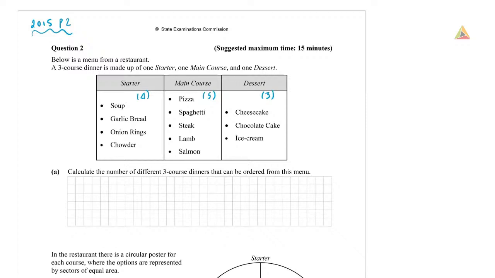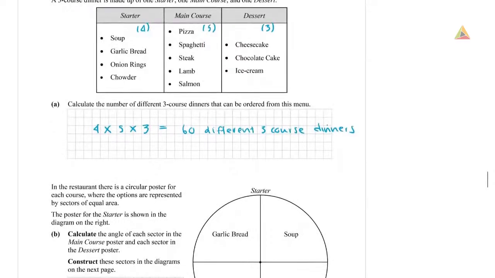Now it says to calculate the number of different 3-course dinners that can be ordered from this menu. So this is going to be the total amount of starters, which is 4, multiplied by the total amount of choices for main course, which is 5, multiplied by the total amount of dessert choices we have, which is 3. So we're going to multiply those together and you get 60 different 3-course dinners. So that's the answer to part A. So we're going to look at the next part now.